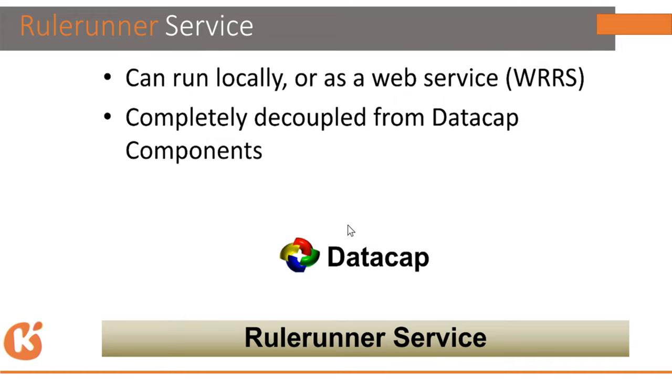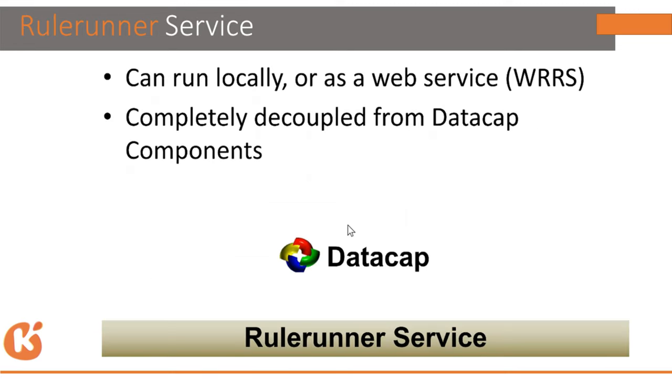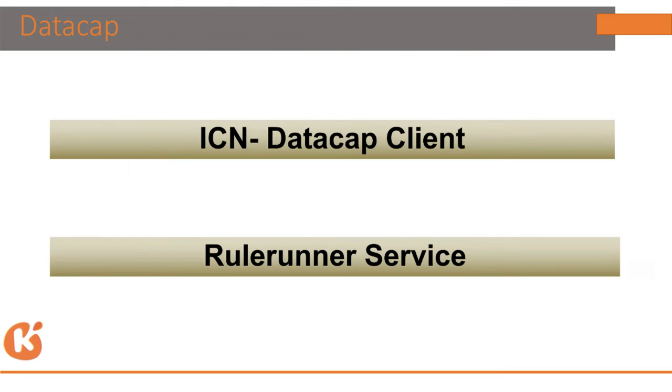Like the components we discussed before, these are the components. So your application will interact with all the components. Now we can see how the application will interact with all the components. I'm taking ICN client. ICN is the data cap client here, and I'm using a rule runner service. And here we can see your data cap application.